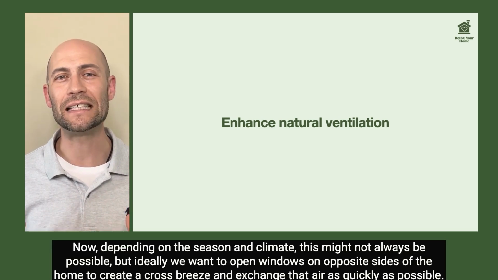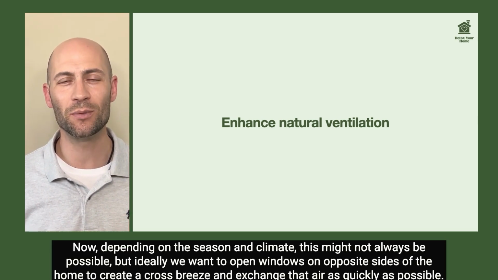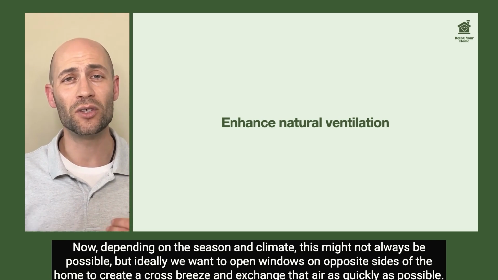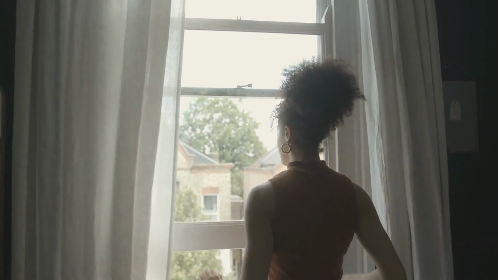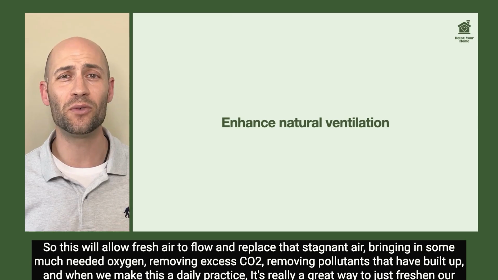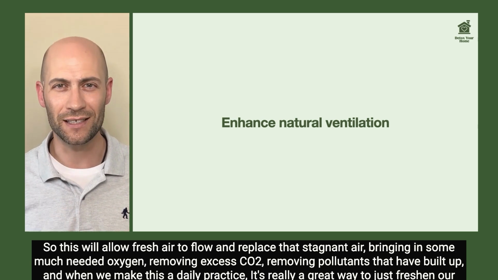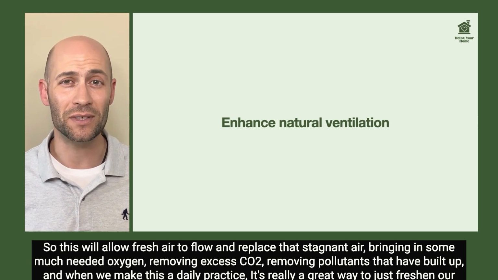Now, depending on the season and climate, this might not always be possible, but ideally we want to open windows on opposite sides of the home to create a cross breeze and exchange that air as quickly as possible. So this will allow fresh air to flow and replace that stagnant air, bringing in some much needed oxygen, removing excess CO2, removing pollutants that have built up.